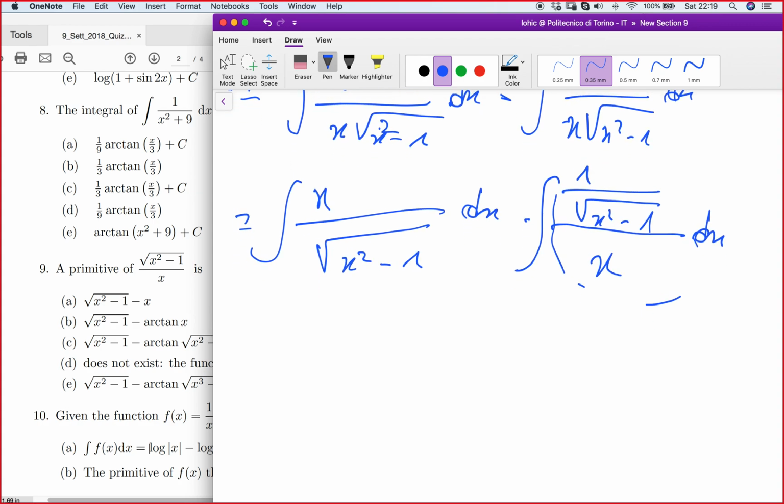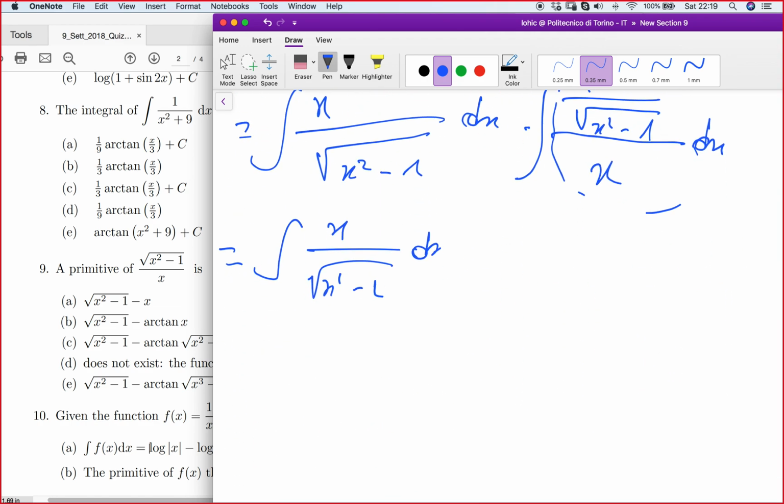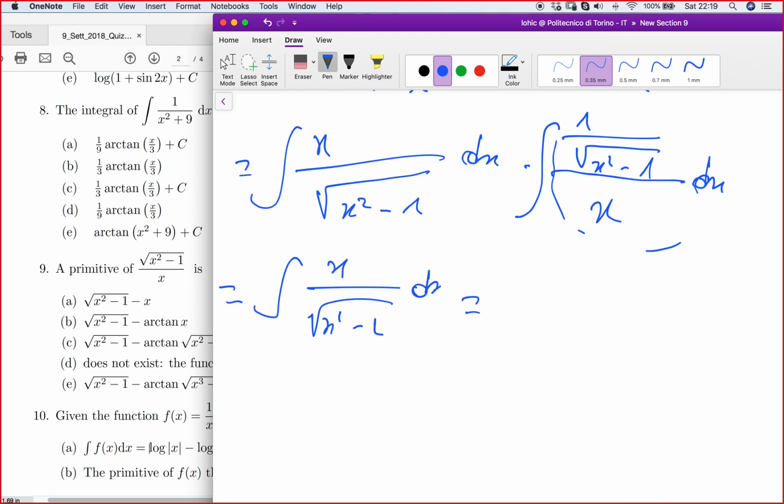So now you see that I can write it as the integral of x over square root of x squared minus 1 in dx, because I know how much this integral is, because we saw it up. Yes or not? So I am just trying to work out this one, then the second one.